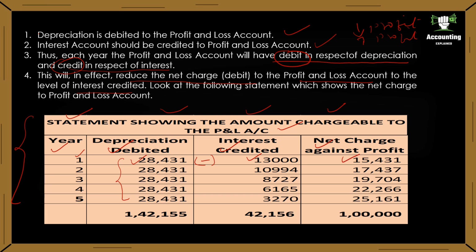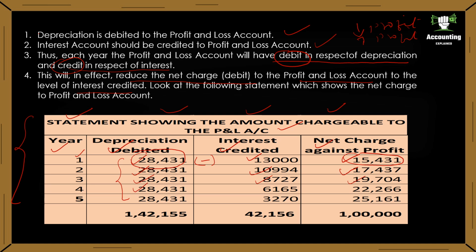If at all we are using the traditional method of depreciation like straight line method or diminishing balance method, our profit would have reduced by 28,431 directly. But under annuity method, it has reduced only by 15,431. Second year, depreciation is same. Interest is 10,994. So the net effect on the profit is 17,437. Similarly, third year, 28,431, 8727, 19,704 is the net effect on the profit.